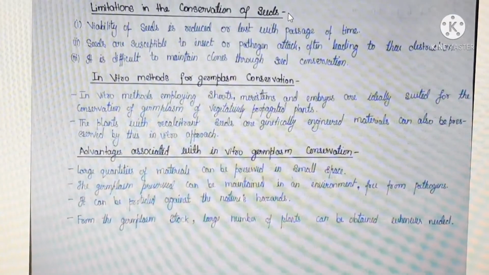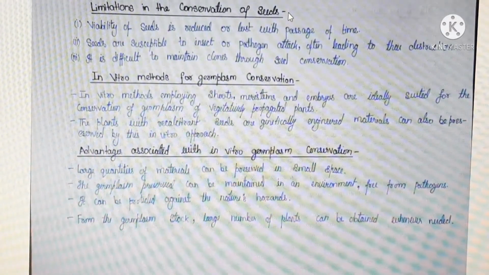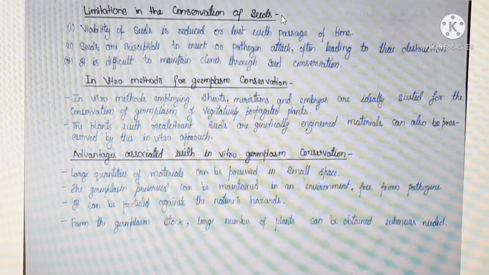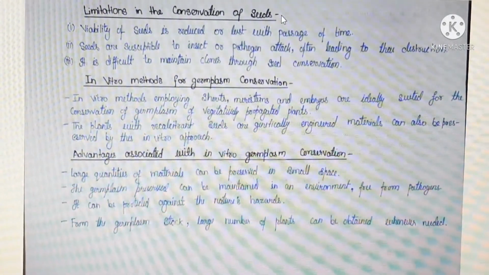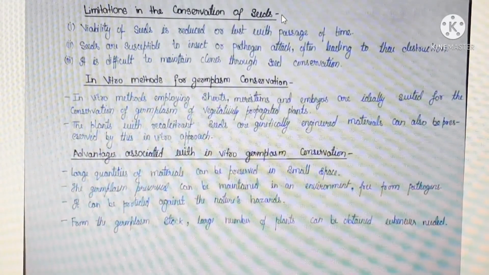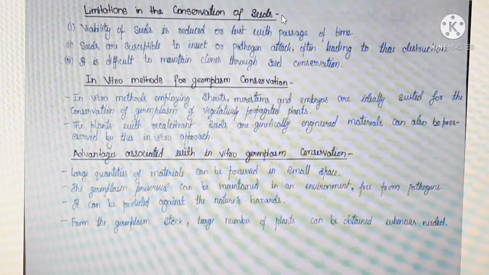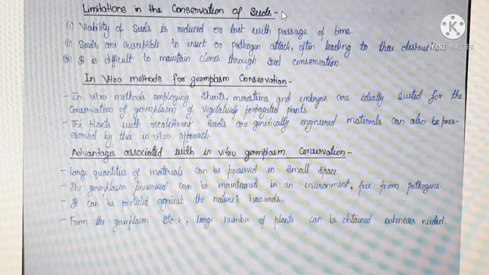The viability of seeds is reduced or lost with the passage of time. Seeds are susceptible to insect or pathogen attack, often leading to their destruction. And it is difficult to maintain clones through seed conservation. These are the limitations in the conservation of seeds.